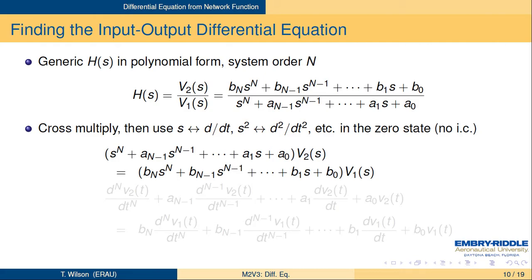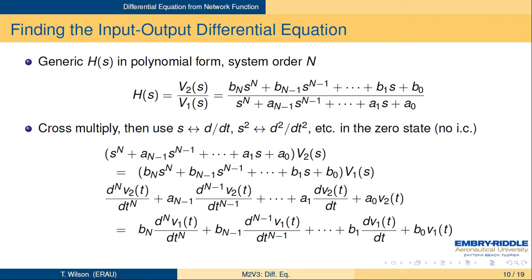So when we do that, we get the denominator polynomial, which is the characteristic polynomial for the circuit, times V2(s), equals the numerator polynomial times V1(s), and then we just want to interpret every power of s as an additional derivative. We know from the Laplace transform differentiation property that the Laplace transform of a derivative of something is s times the Laplace transform of the something minus the something at t equals 0. But we're in the zero state, so all the t equals 0 terms are 0. So whenever we have a power of s, we can take that in the time domain to a derivative of the same order.